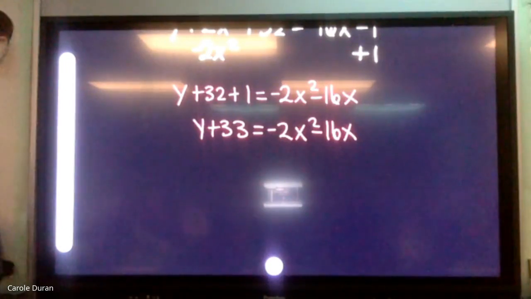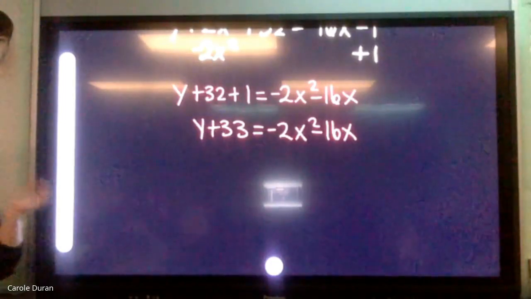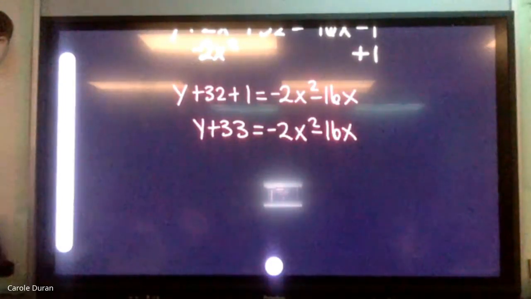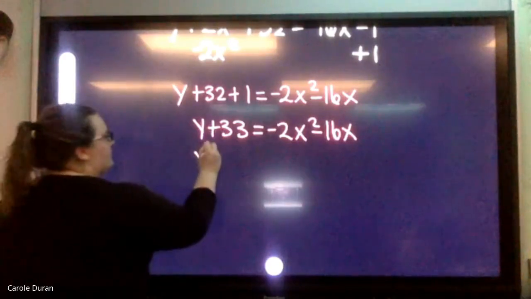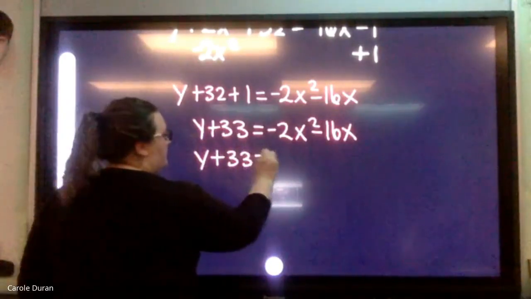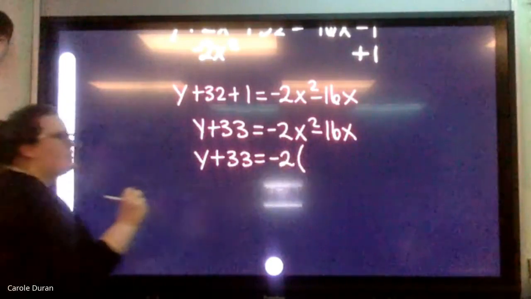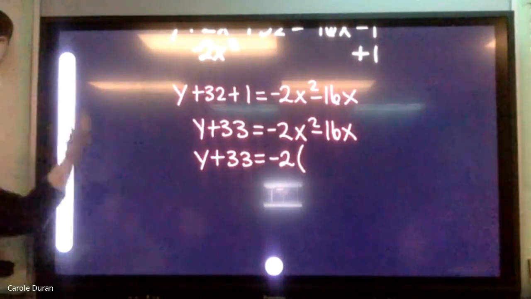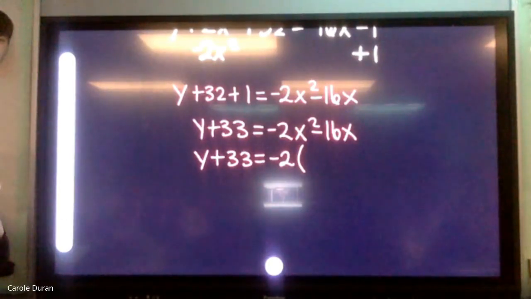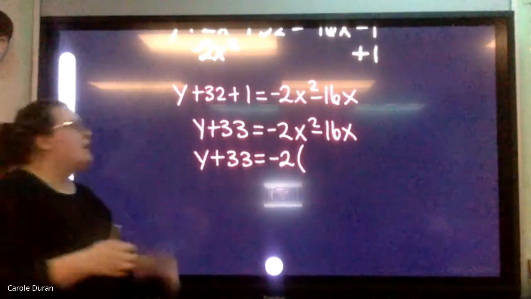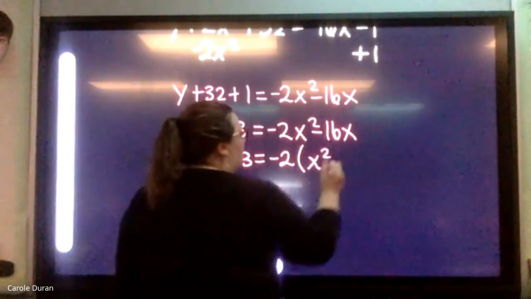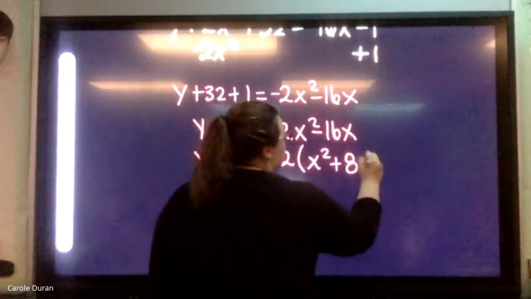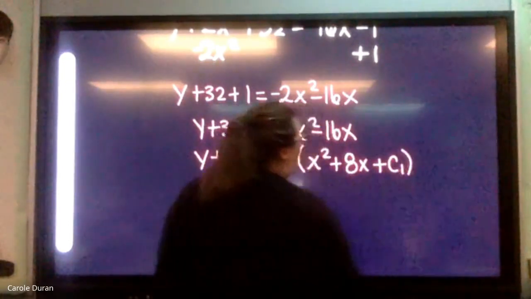Sure. Yeah, let's factor it out because I still want it to sit out front, because that's going to become my a value, but I don't want it currently attached to my x squared. I said we are factoring it out because I do want an a value here. I'm not factoring like a normal quadratic. I'm just factoring out that common negative 2 value. So when I pull out that negative 2, I'm left with the positive x squared plus 8x plus my C1.